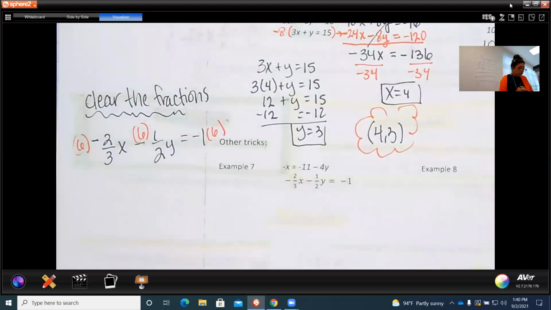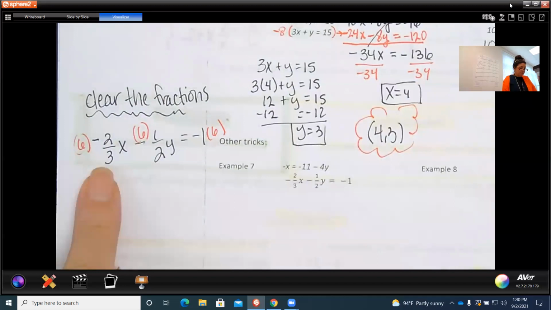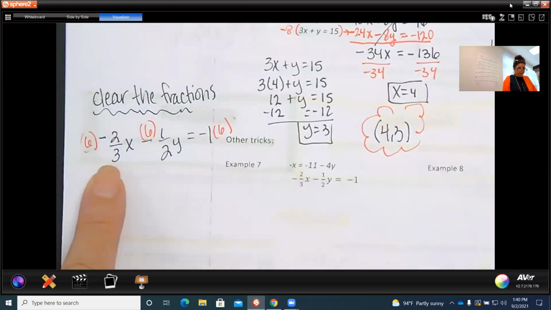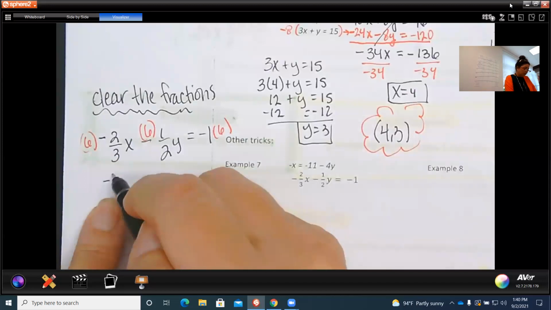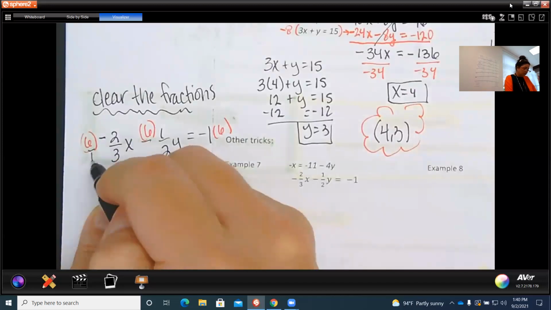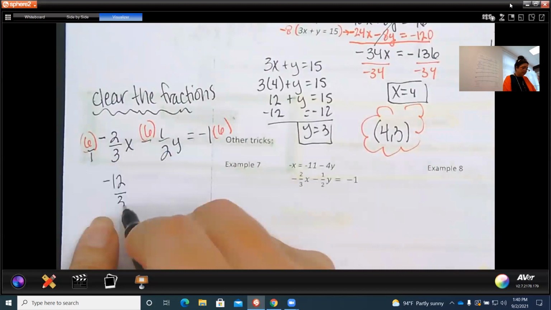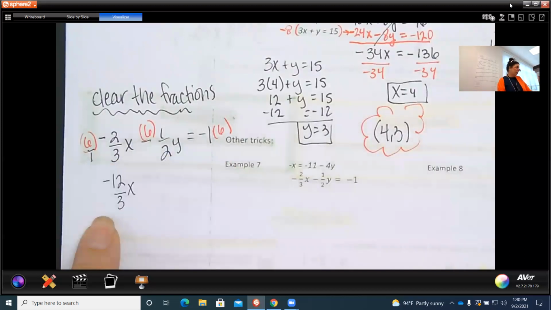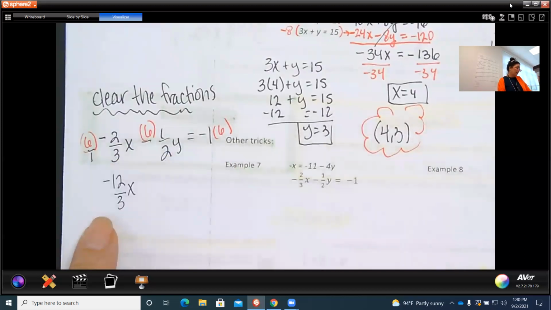Okay, so let's look at 6 times negative 2/3 x. What would that be before you reduce? What's 6 times negative 2? Negative 12. And remember, there's a 1 under here. What's 1 times 3? 3. Don't forget your x. Yes, it's still a fraction, but will we be able to reduce it in a minute and it won't be a fraction?